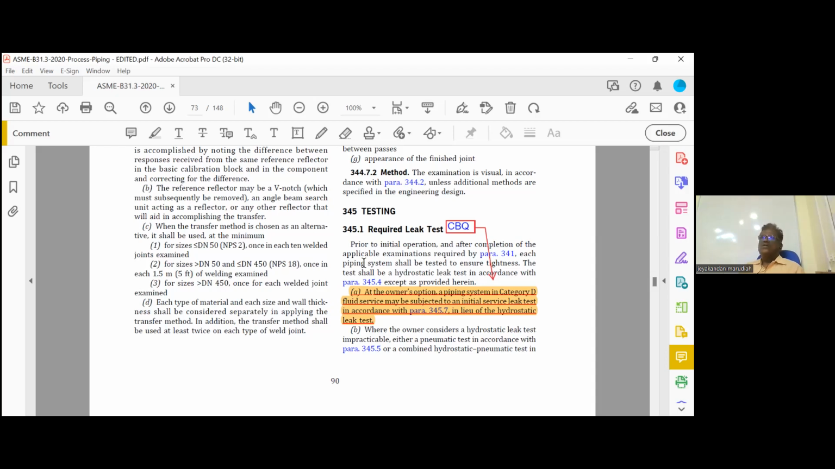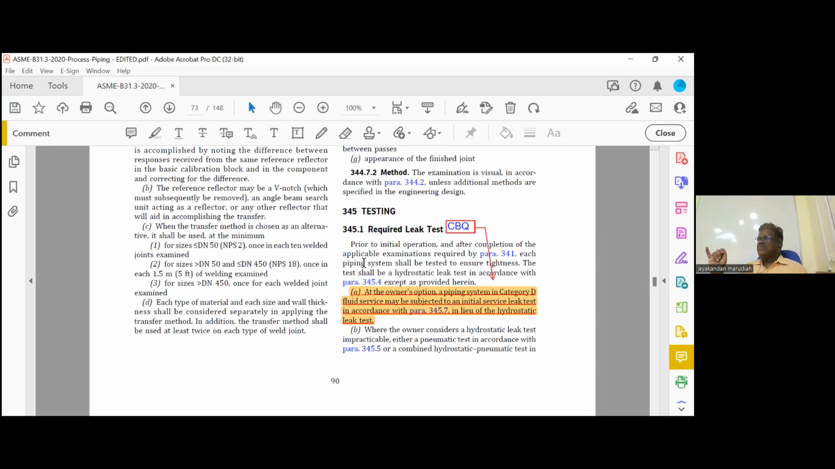And that's also owner option. If the owner accepts that, we can go for an in-service test. What does in-service test mean? Hydro test, we will use water. Pneumatic test, we will use air. In-service means the actual service fluid we will use. Suppose it is a lube oil line, we will use lube oil for testing also. Same for a nitrogen line, we will use nitrogen. Okay, so again, I will repeat, in-service test is allowed only for Category D at the owner's option.